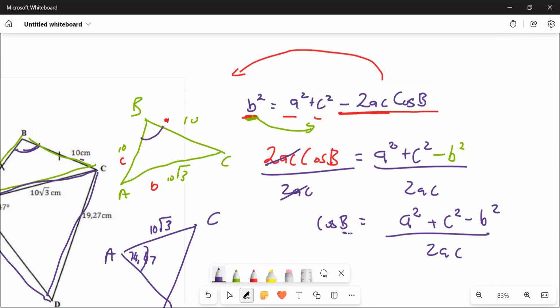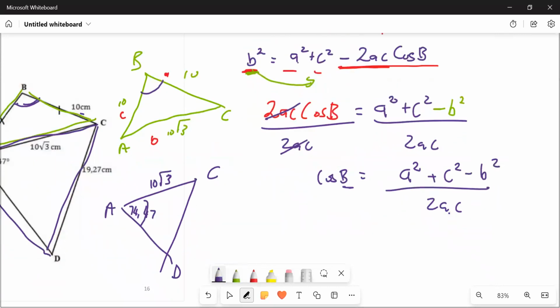And then from there, we want B. If you want B, how would you get B? You'll say B is going to be equal to the inverse cos. Okay, let's go and substitute. We know what a squared is. You come and check here, what is a squared? It's 10 squared. Plus, we know what c squared is. It's 10 squared. Minus, we know what b is.